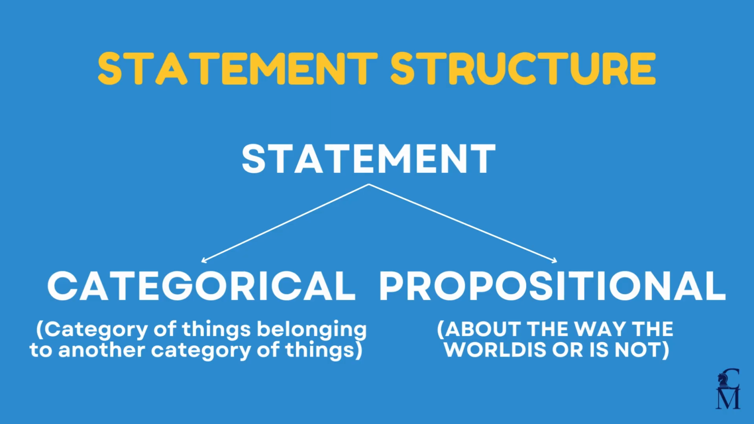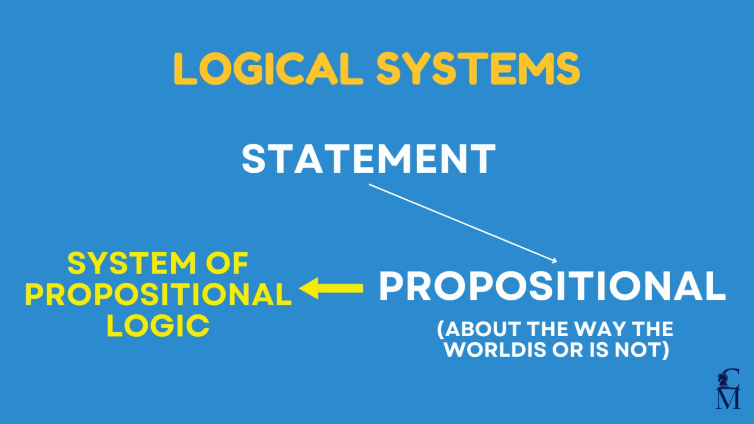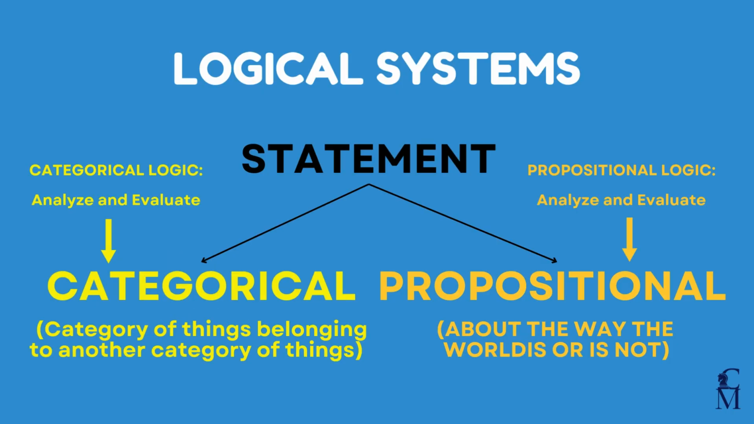Because categorical statements and propositional statements treat thinking about aspects of the world in these different kinds of ways, each category of statements can be associated with a different kind of logical system. Categorical statements are typically associated with the system of categorical logic, and propositional statements are typically associated with a system of propositional logic. To some extent, you can think of each of these kinds of logical systems as providing us with a way to analyze and evaluate the kind of statement that pertains to each, along with the kind of arguments that are constituted by each kind of statement.